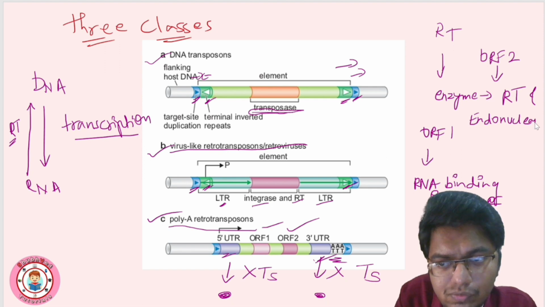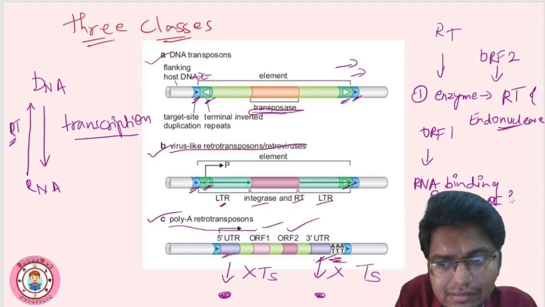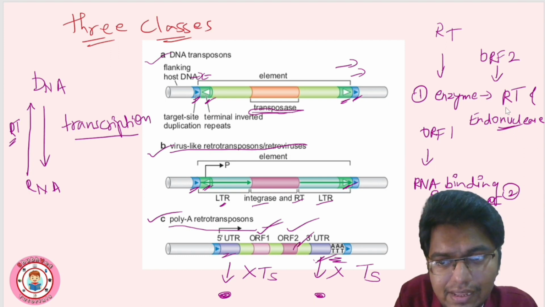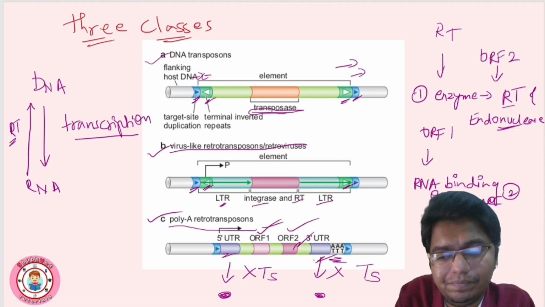So both of these activities are present. This is enzyme 1, this is enzyme 2. So these two enzymes are produced: ORF1, RNA binding enzyme, and ORF2, enzyme having reverse transcriptase and endonuclease activities. Right? Now let's see the mechanism.